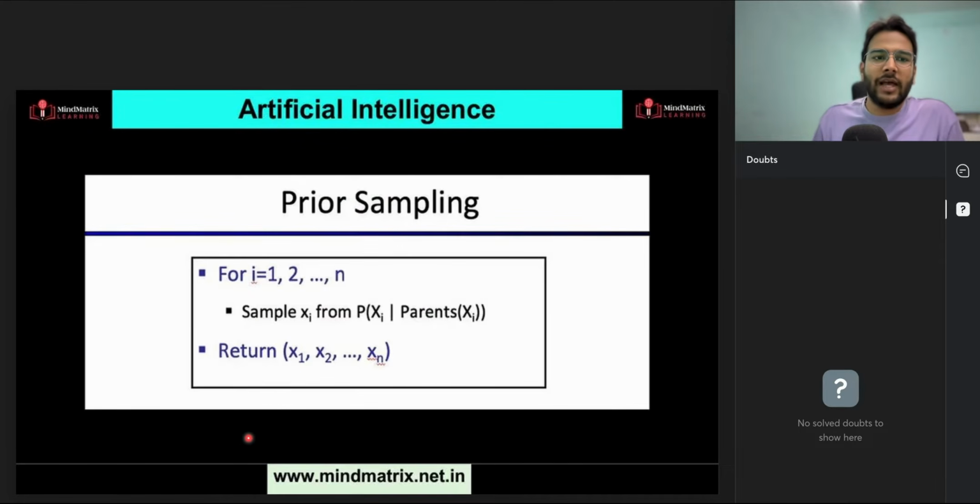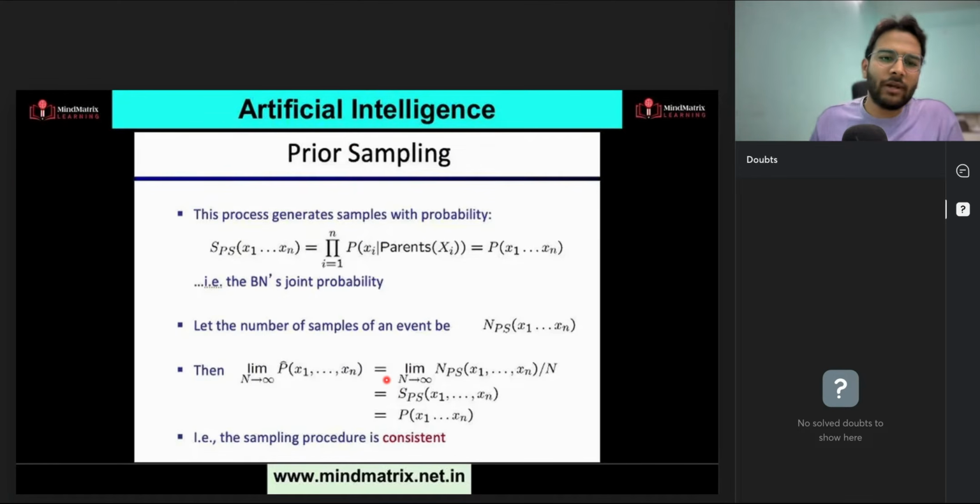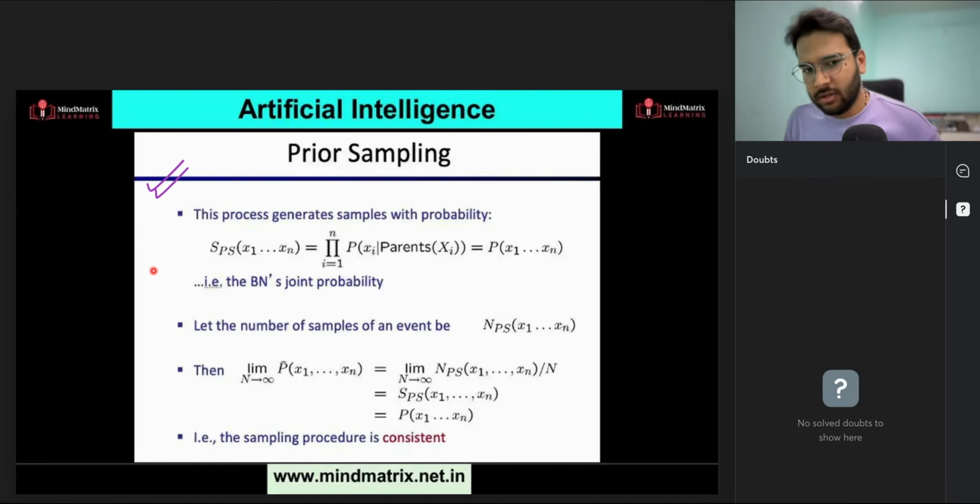So this is the algorithm for prior sampling. The same thing we are doing: it will be running for n nodes, that means n random variables. Sample x from p of xi if there is independency, and it is going to return the complete distribution that we have. So this is just an algorithm. The algorithm is not important for you, so you don't have to worry about it at all. I have just mentioned it in the slide so that it will be like a complete lecture.